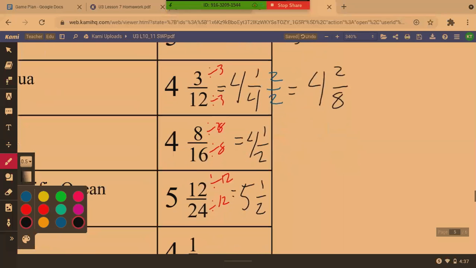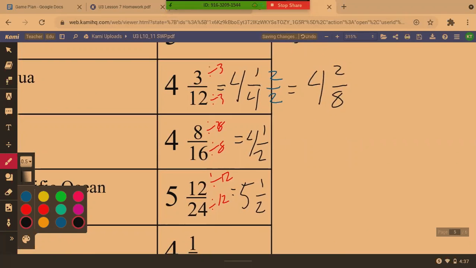I am manipulating these fractions so that they all have the common denominator 8. How do I get 2 to 8? I'm going to multiply it by 4. Whatever I do to the bottom, I do to the top.